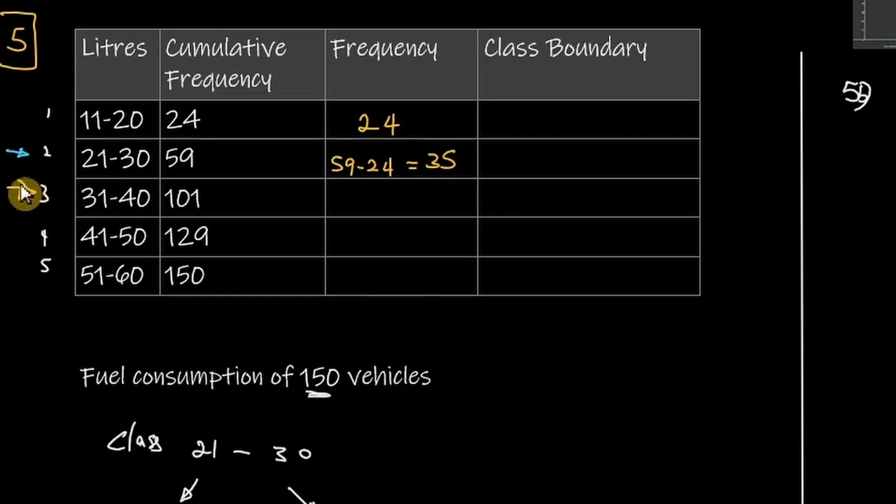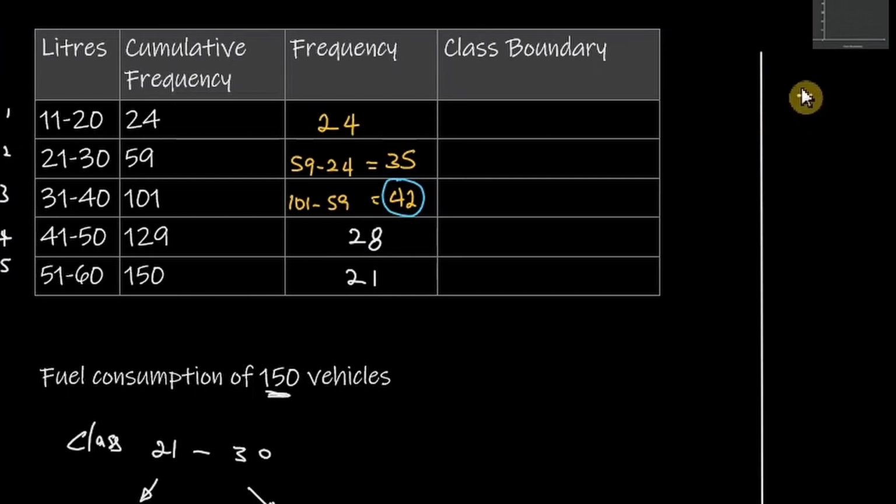So in the class of interest, which is class number 3, we have between 59 and 101, we have 101 minus 59, and that would give a total of 42 vehicles for class 3. So there were 42 vehicles that consumed between 31 and 40 liters of fuel. We could go on to complete the rest of the table. So in class 4, we would have 129 minus 101, which would give 28 vehicles in class 4. And in class 5, we have 150 minus 129, which is 21 vehicles in class 5. So the answer to the question, how many vehicles were recorded in the class 31 to 40, would be a total of 42 vehicles.